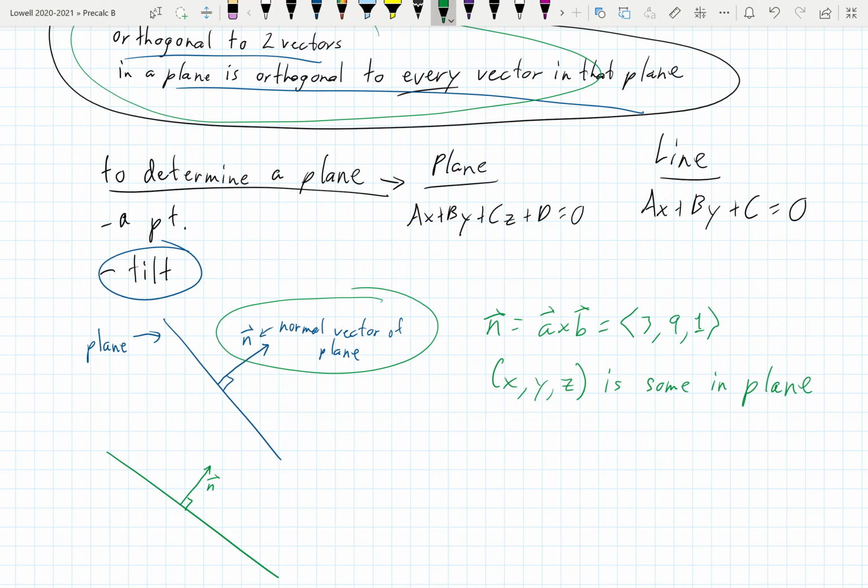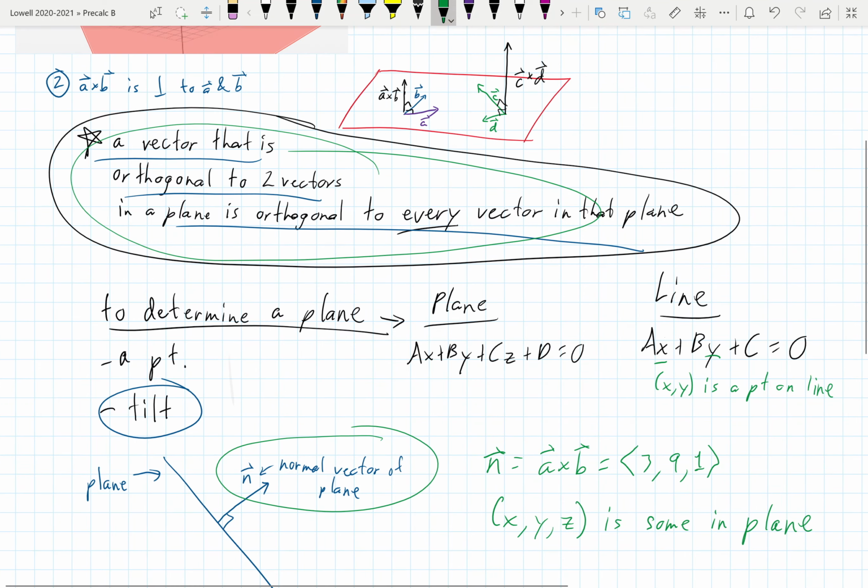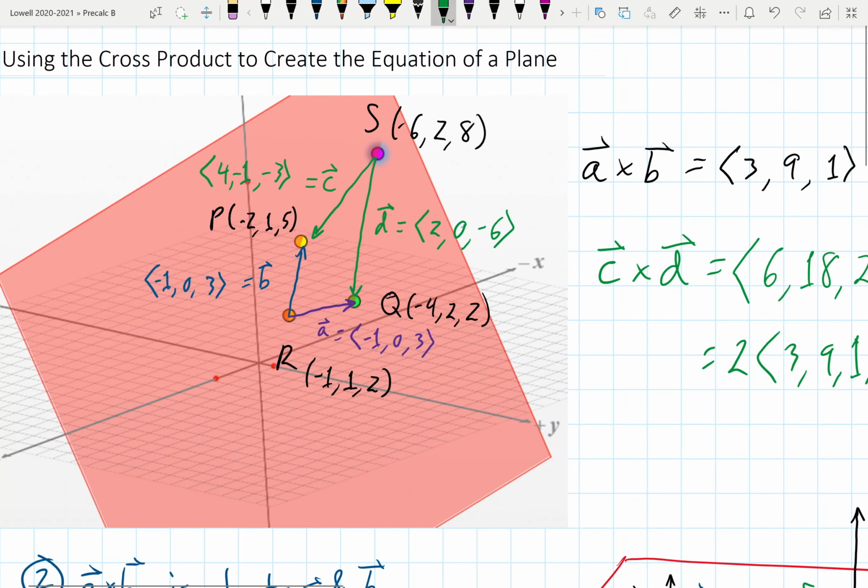Okay? Similar to how (x, y) is a point on the line. So the question is, where is the point that I actually know? Well, we have a bunch of options here. We know 4 points on there.